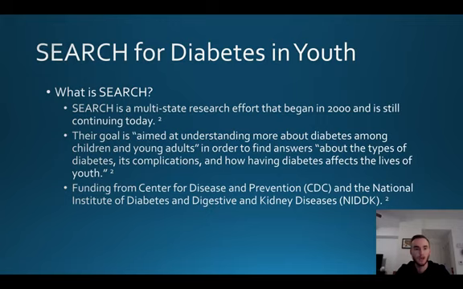So this was an organization that conducted studies across the country. They actually did it in 5 different states, not including Florida, unfortunately, but they did spread across the country so that they were able to get good data from a variety of different populations and states. Like I said, they were looking at the rates of diabetes among children and young adults, as well as complications and how it affects their lives. Their research was funded by the CDC and the National Institute of Diabetes, Digestive, and Kidney Diseases.